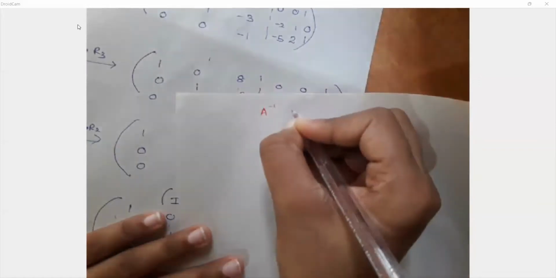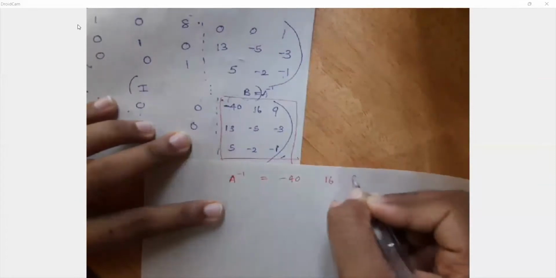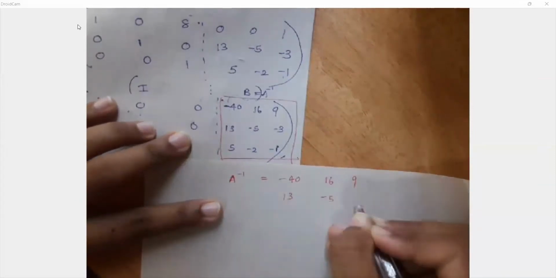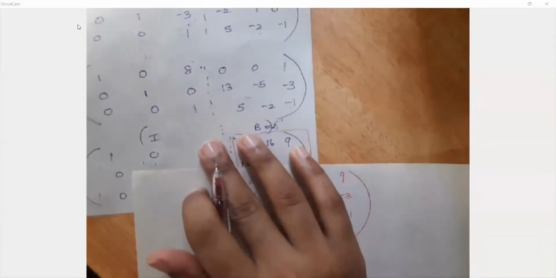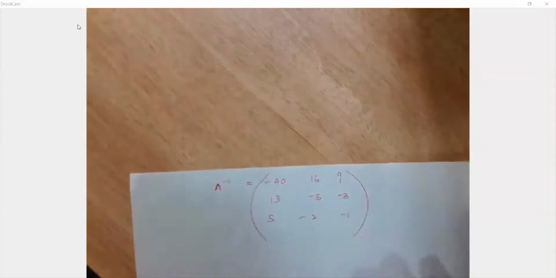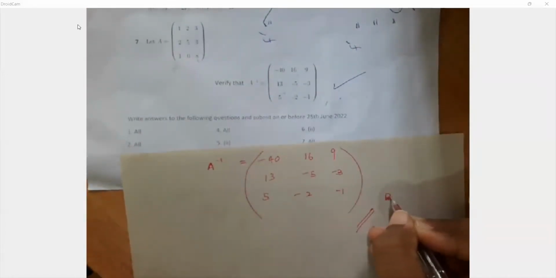Therefore, A inverse is what? Take this matrix and write minus 40, 16, 9, 13, minus 5, minus 3, 5, minus 2, minus 1. Now check with the question. In the question, what they have asked is to verify that. Therefore, this is the answer. Okay, that is the end of that question 7.